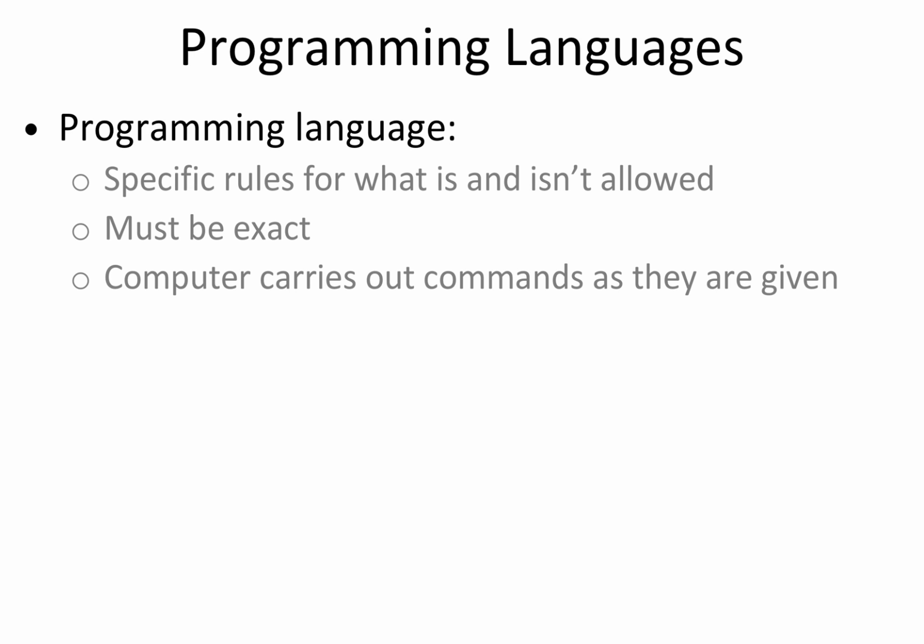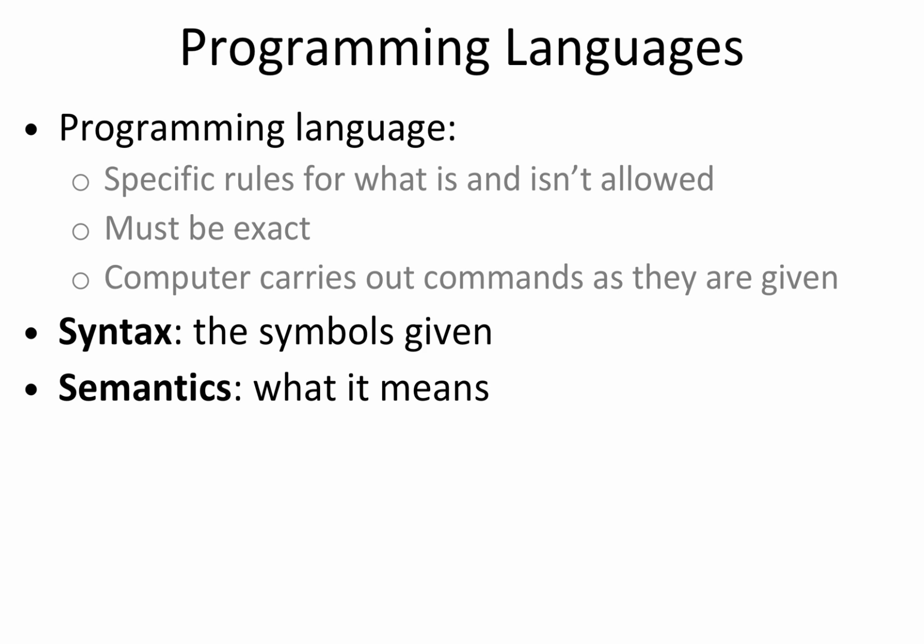So a programming language includes specific rules for what is and isn't allowed. It has to be very precise and exact, so it's not ambiguous. And then the computer carries out the commands as they are given, for better or worse. The computer executes exactly what we tell it to, even if what we told it wasn't what we intended.